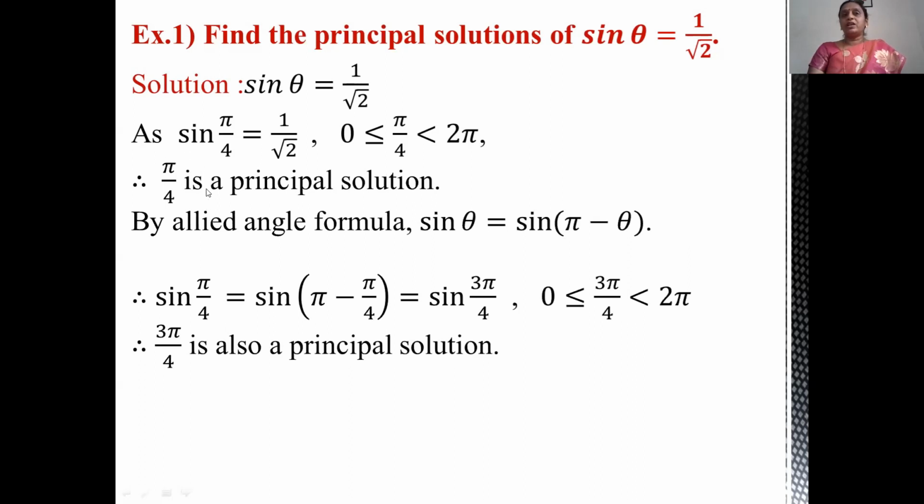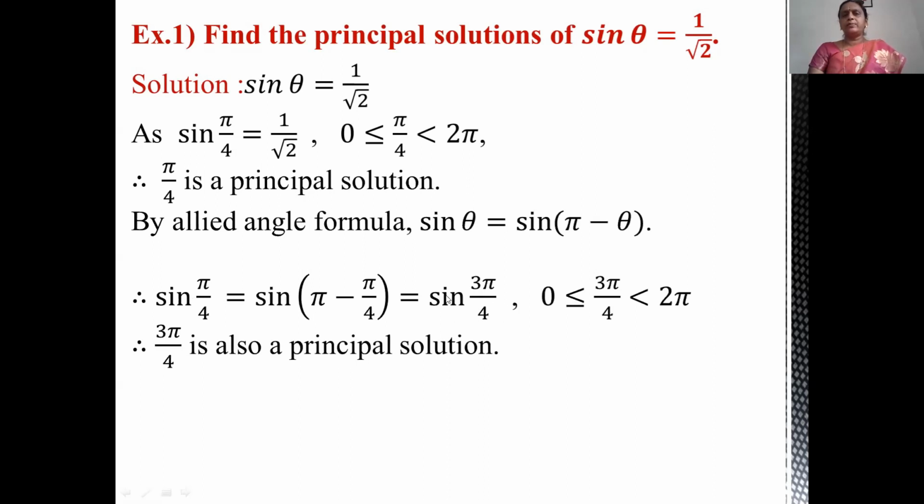What have we got here? Here we have got pi by 4. Now, in this formula, put the value of theta as pi by 4. And this formula becomes sine pi by 4 is equal to sine pi minus pi by 4. And after simplification, this will be sine 3 pi by 4.